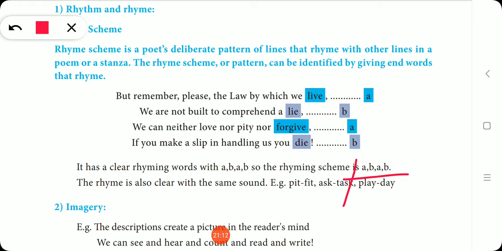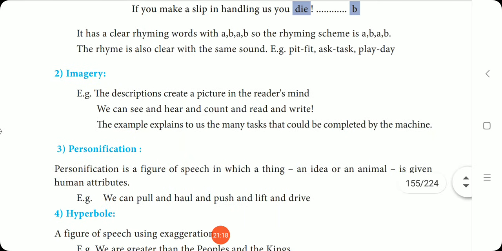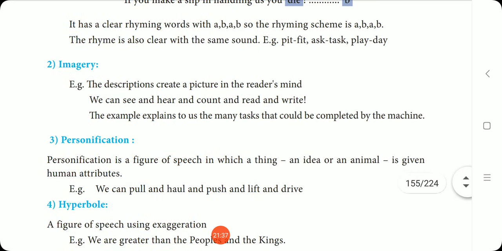The rhyme is also clear with the same sound. Pit, fit, ask, task, play, day. Okay. So next one is imagery. We have seen it already. So the descriptions create a picture in the reader's mind. We can see and hear and count and read and write. The example explains to us the many tasks that could be completed by the machine.